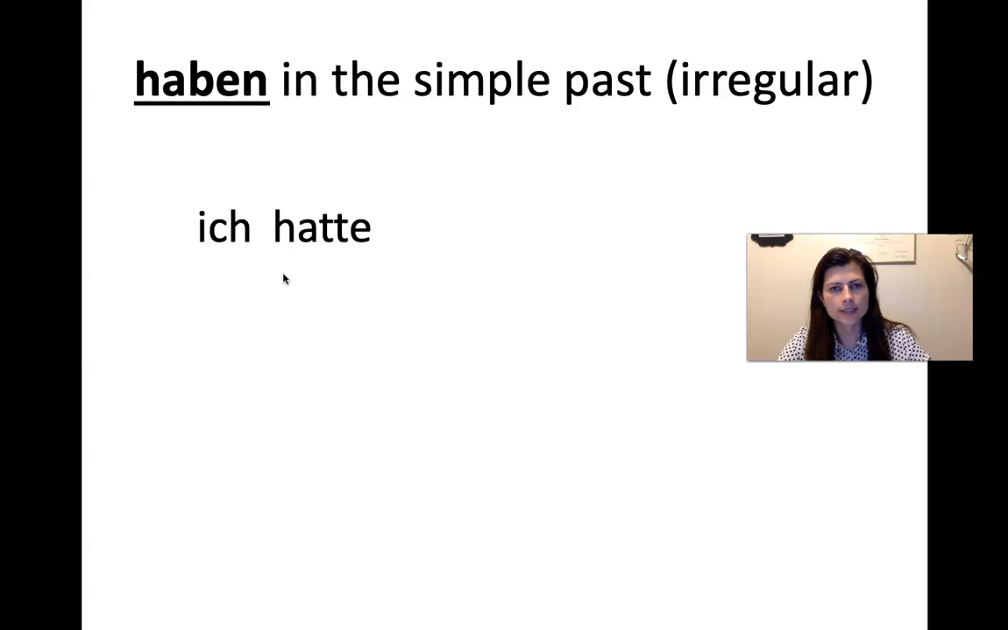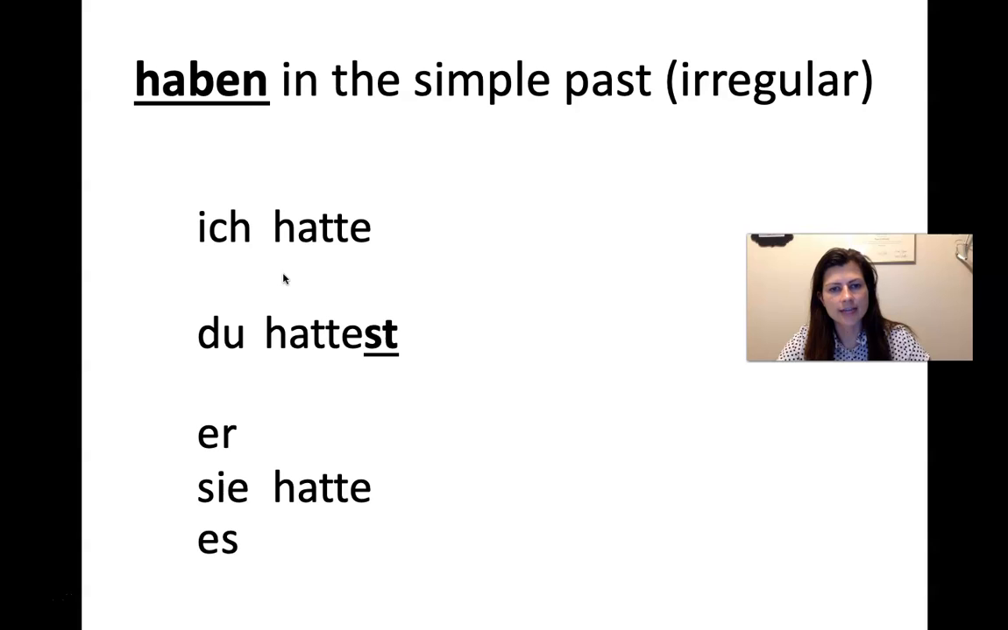So we'll look at the conjugations for haben in the simple past. Ich hatte, I had. Du hattest. Er, sie, es hatte. Wir hatten. Ihr hattet.